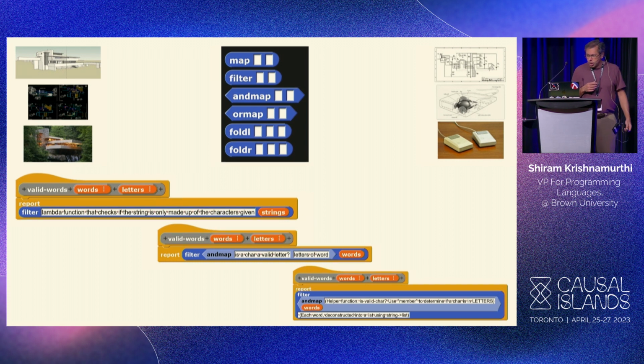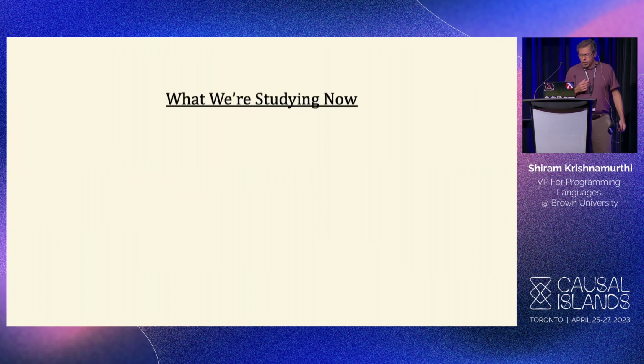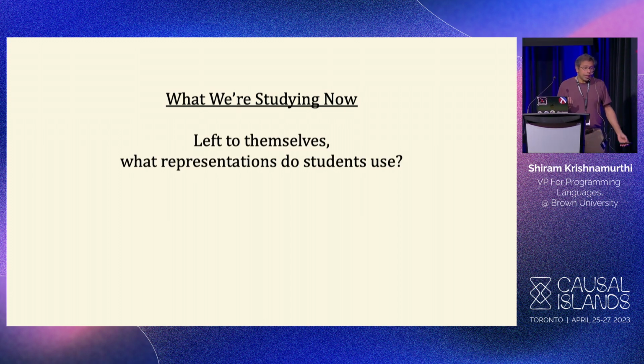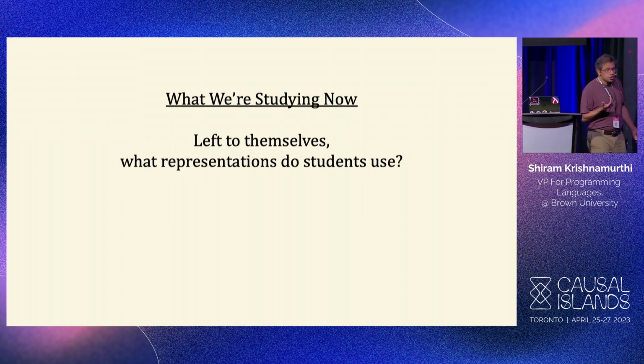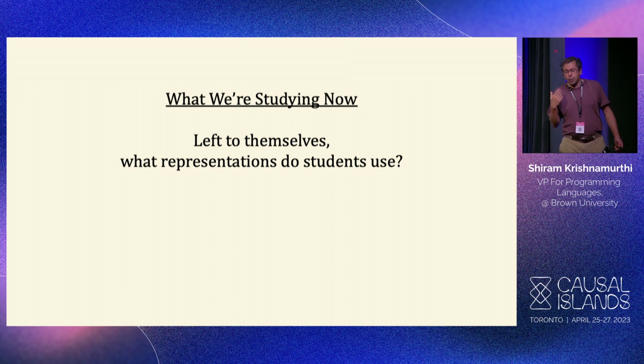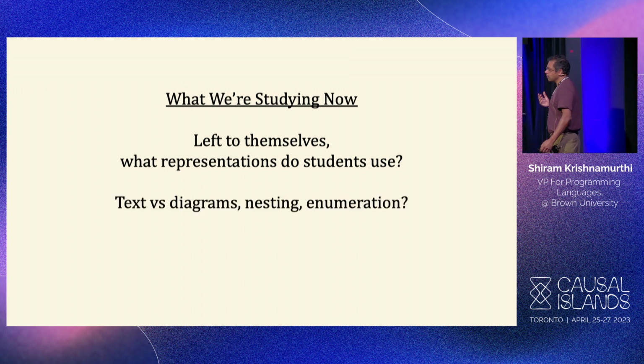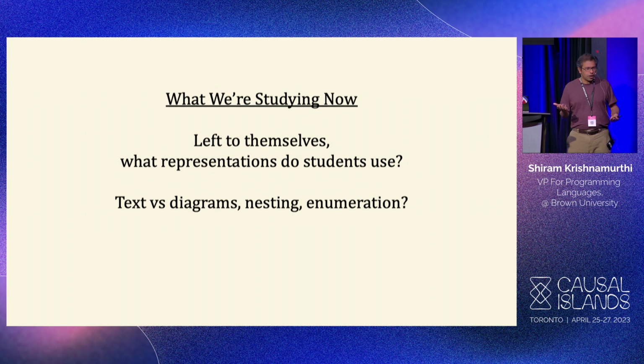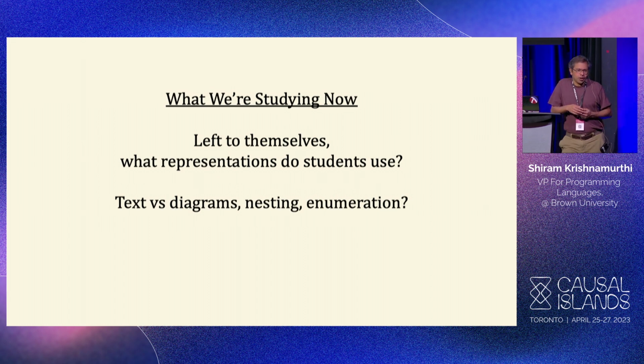Okay, so where are we going forward with this? We're trying to study a few more things here. For example, left entirely to themselves, what representations will students use, right? If you just say free-form plan, what are they going to do on paper, computer, whatever? We've been trying out experiments where we give them textual notations and diagrammatic notations and see which one they prefer. What do you think would happen, text versus diagram?